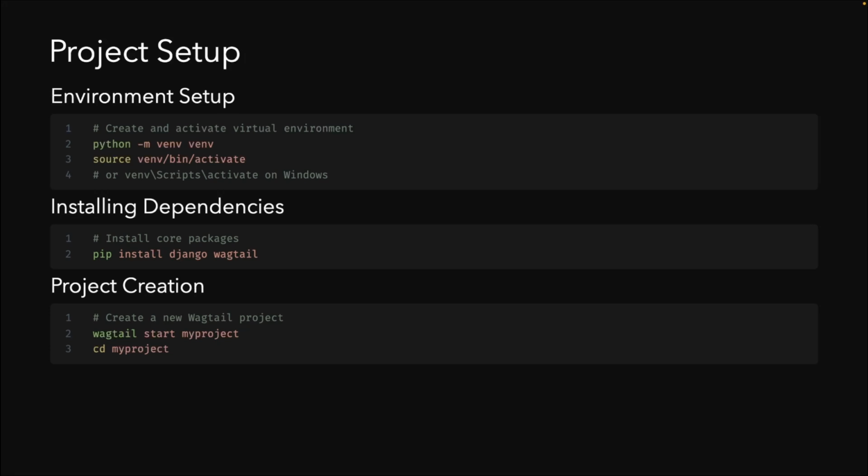We first create a virtual environment to isolate our dependencies. We then install the core packages, Django and Wagtail. We create a new Wagtail project using the CLI tool.